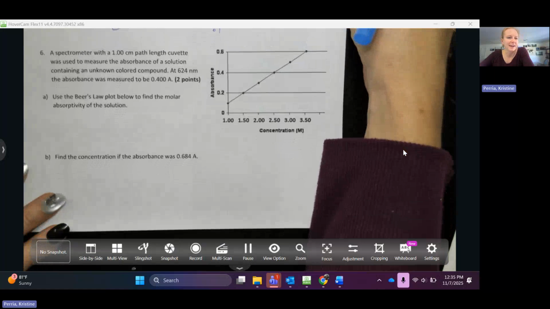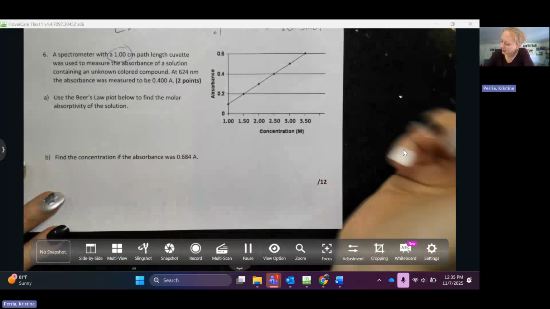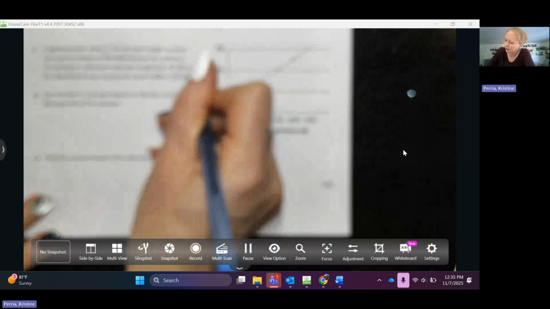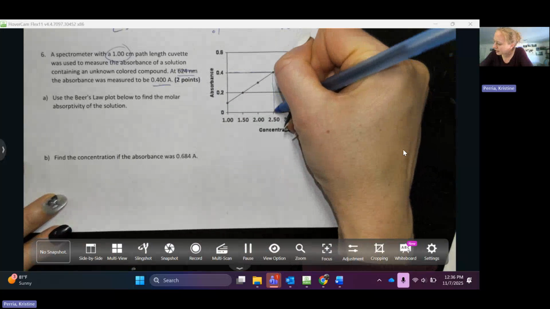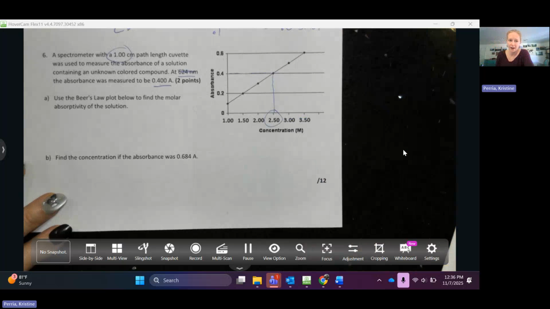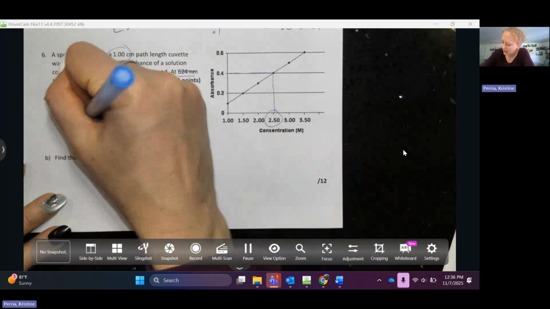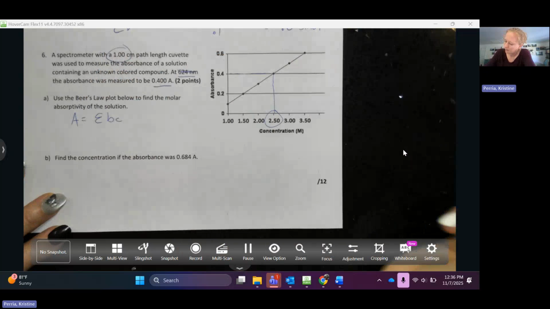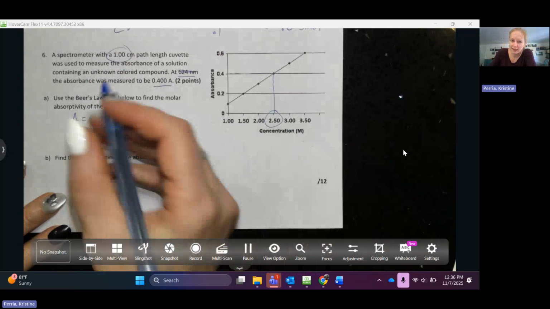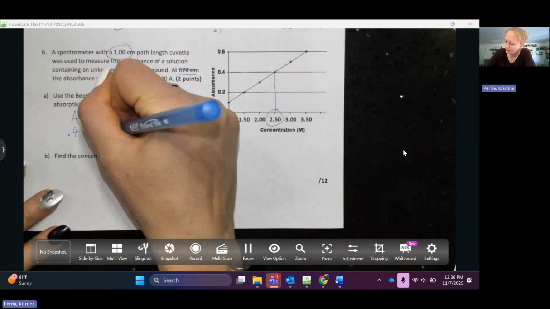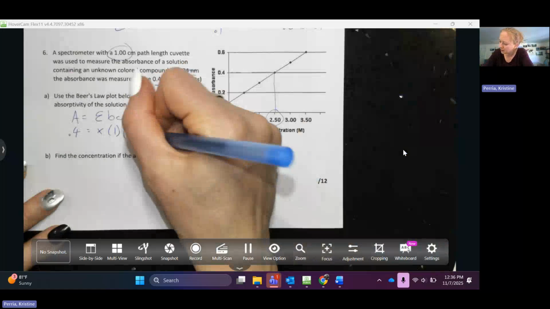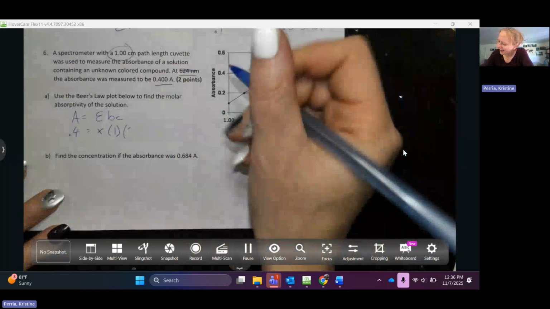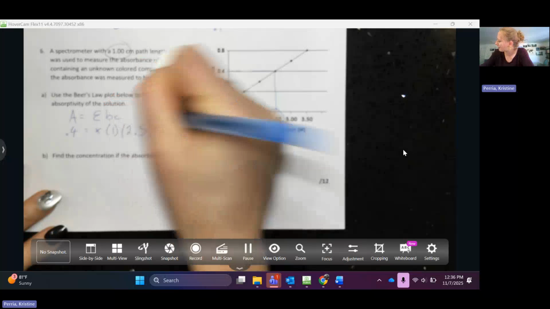Okay. Number 6, this is the one that's the same as your homework. Whoops. So we have a spectrometer with a path length of 1 centimeter. We have this wavelength. This is not relevant for the problem, and the absorbance is 0.4. So if I go to 0.4 and then I go down, the concentration is 2.5. So I'm going to be using the equation A equals EBC. Okay. I'm solving for the molar absorptivity. That's what it asked me for. And I know that the absorbance is 0.4. That's going to equal X times 1, which is the path length, times my concentration, which I found on the graph, as 2.5.